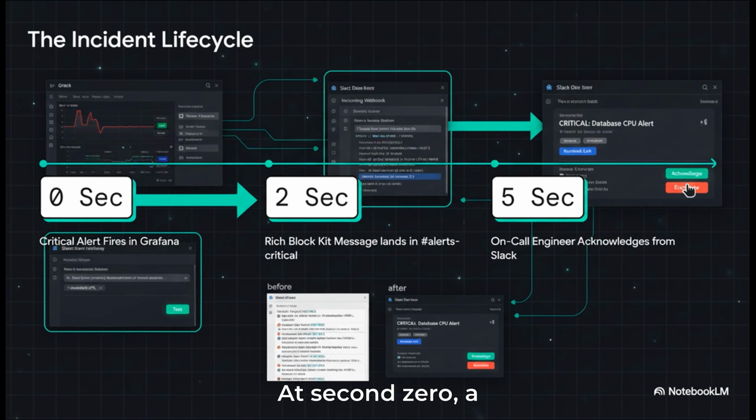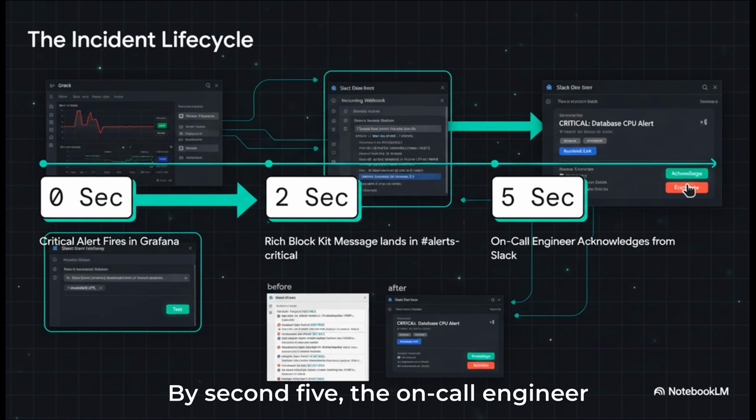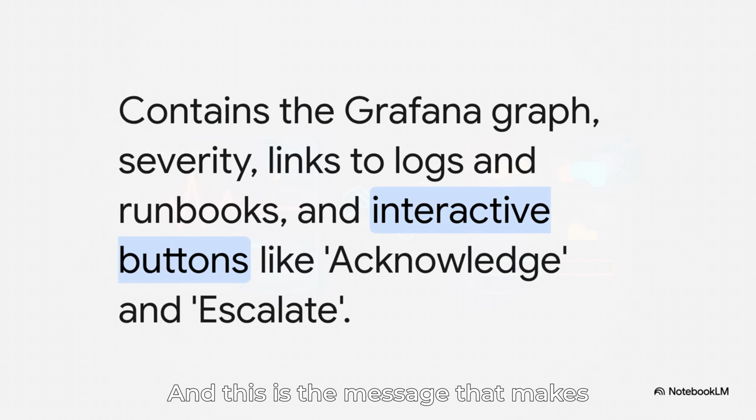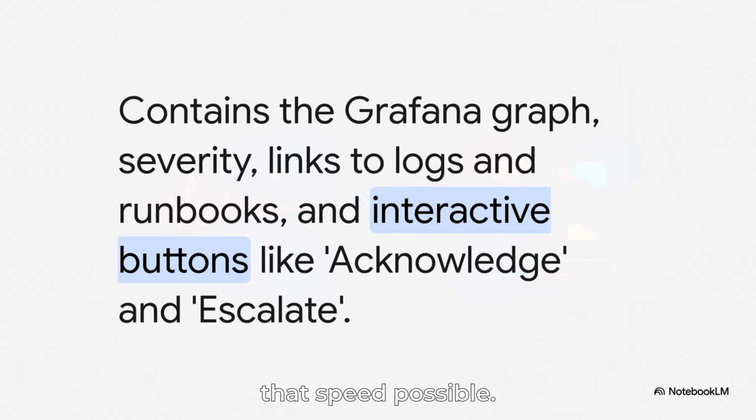At second 0, a critical database CPU alert fires in Grafana. 2 seconds later, our beautiful BlockKit message, sent through the webhook, lands in the critical alerts channel. By second 5, the on-call engineer has already clicked the acknowledge button right inside Slack. The entire time to acknowledge is 5 seconds. That's incredible.